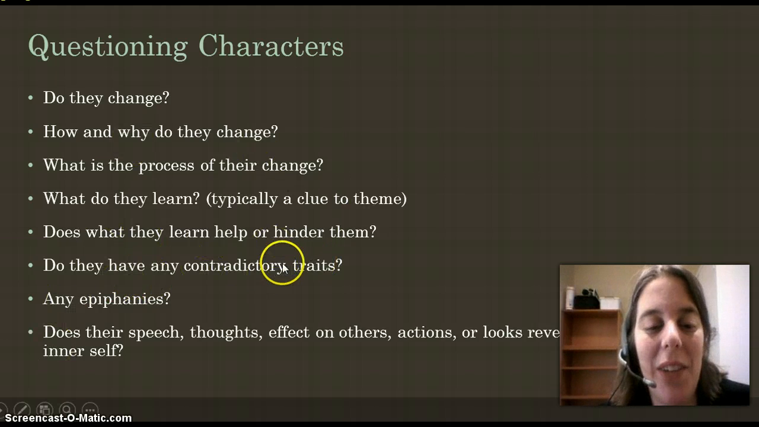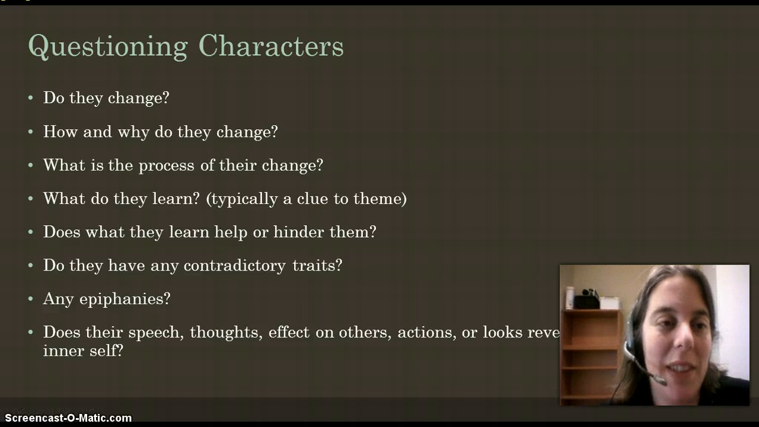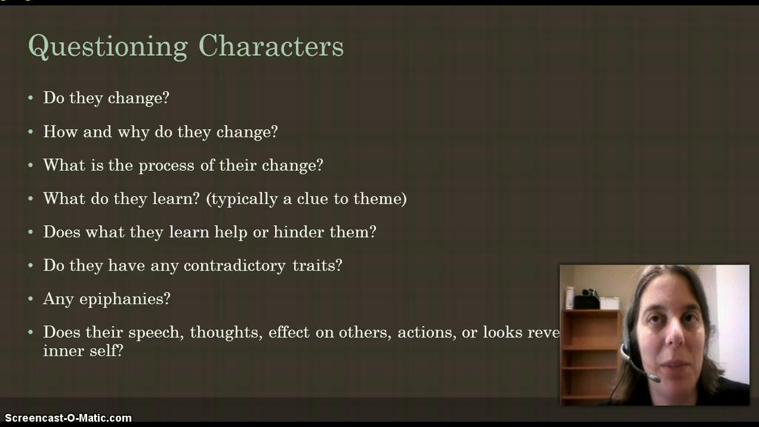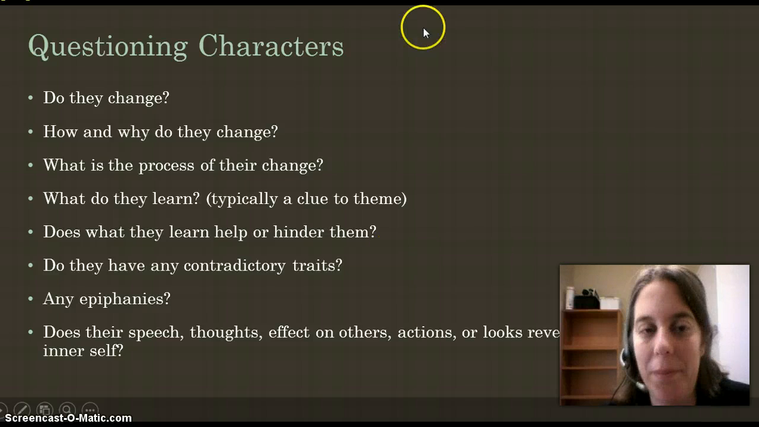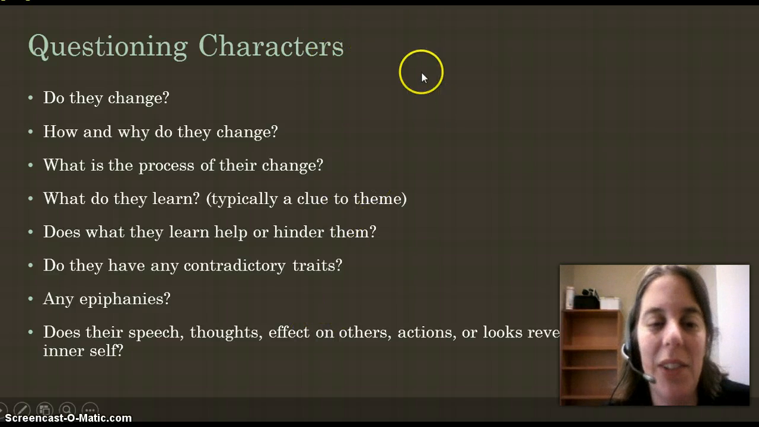And then characters with contradictory traits. So maybe there is a character that's a bad guy, but plays with children, kind of like Despicable Me, how he's the evil villain, but he has a soft spot for his kids. So you're looking for characters with contradictory traits and figuring out what that means. Characters that have epiphanies or aha moments. And then does their speech, thoughts, effects on others, actions or looks reveal anything about them? So these are all questions that you're asking yourself as you read the book.